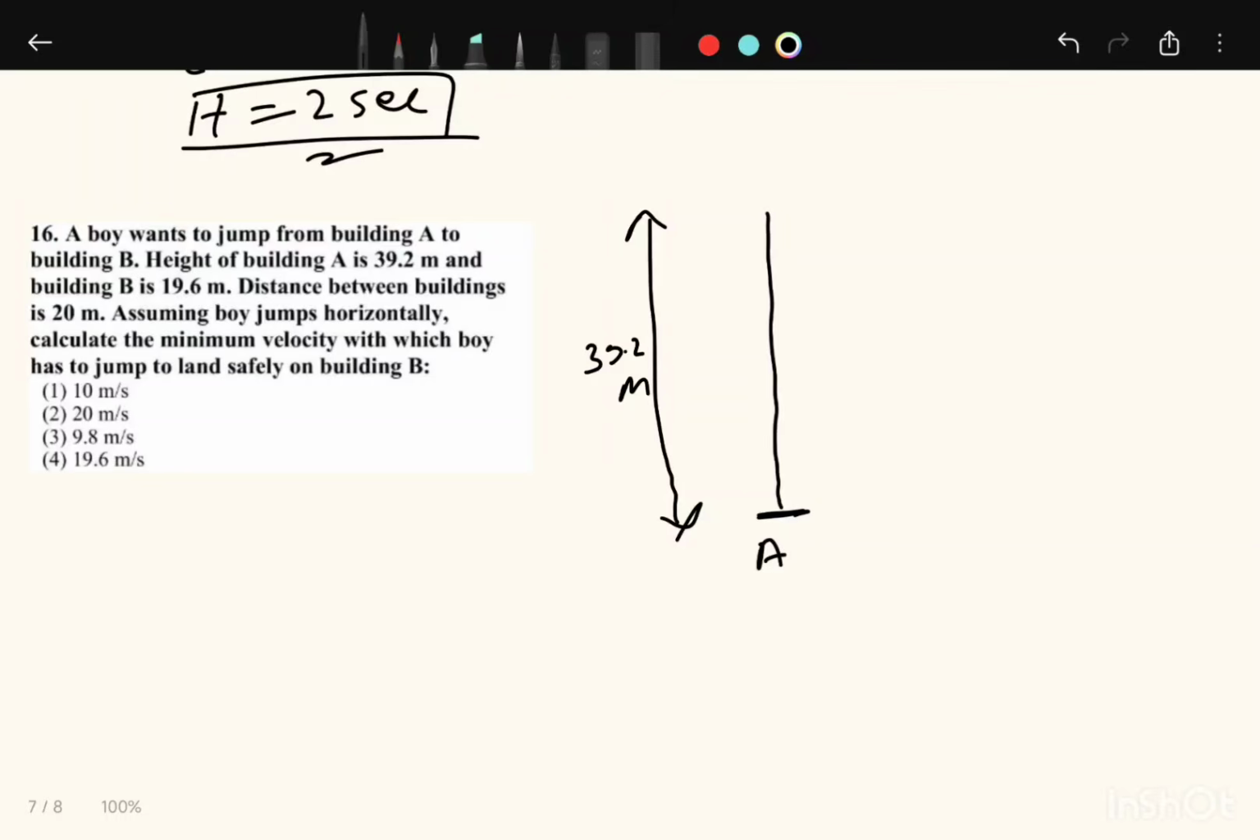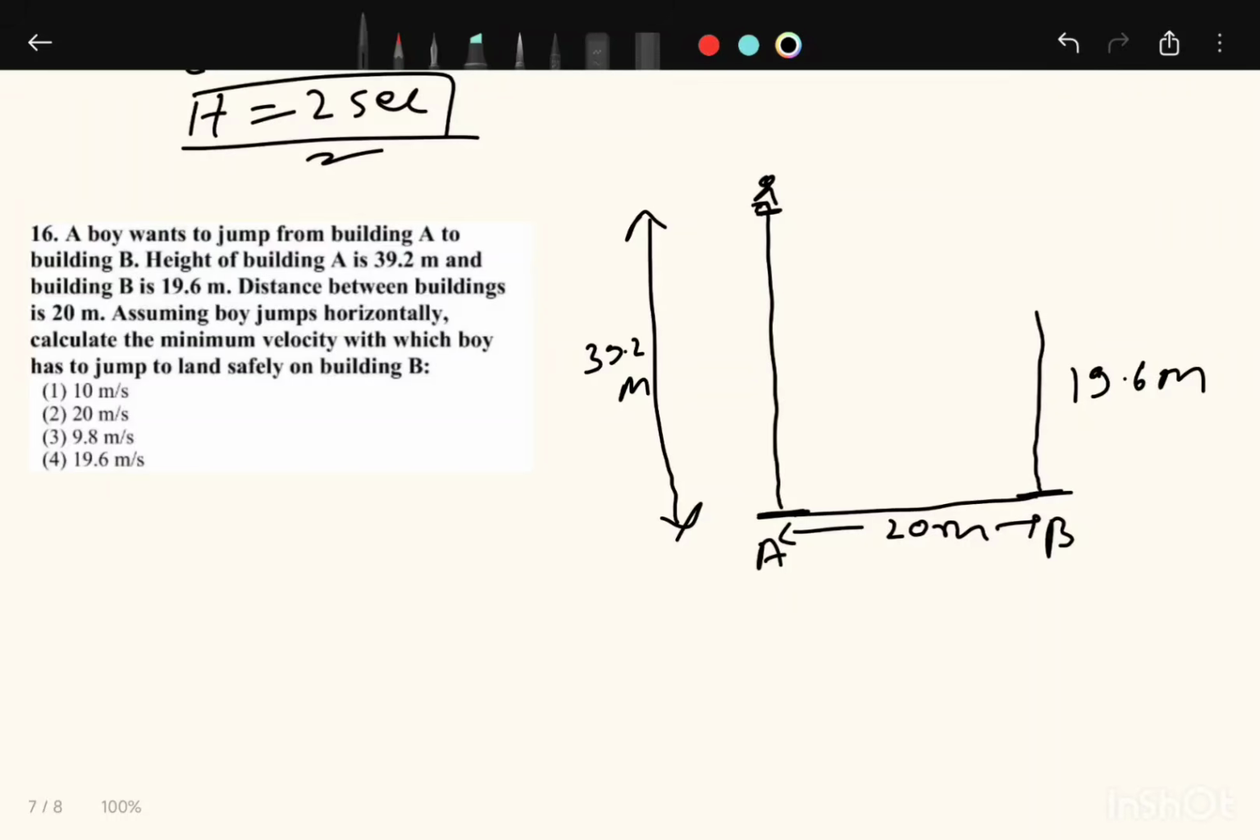And the second building height is also given to you, that is equal to 19.6 meter, right? So let's suppose this is B, and the distance between the buildings is also given, this distance, right? That is 20 meter. So the question is saying, assuming the boy jumps horizontally, the boy is from here, right? This is the building. From here a boy wants to jump.